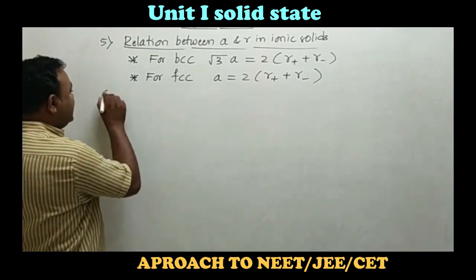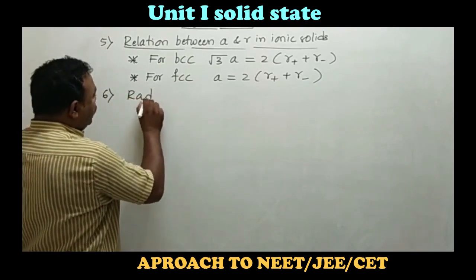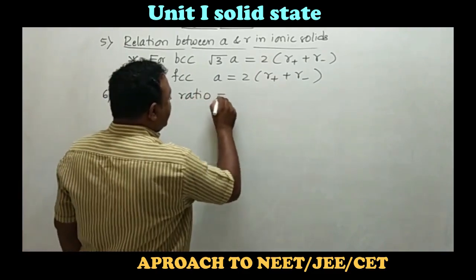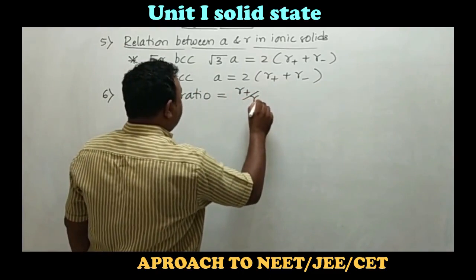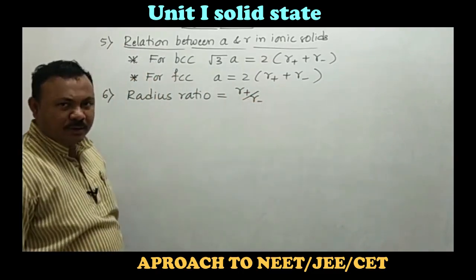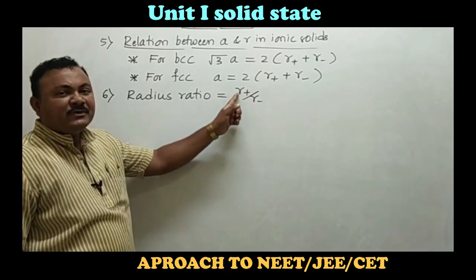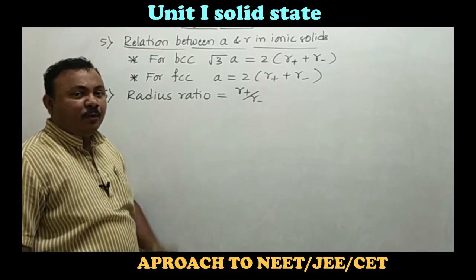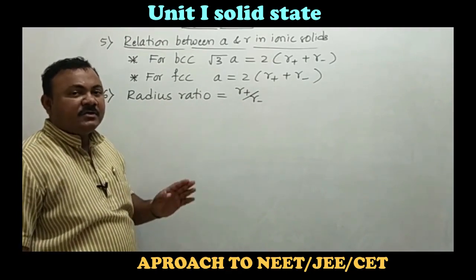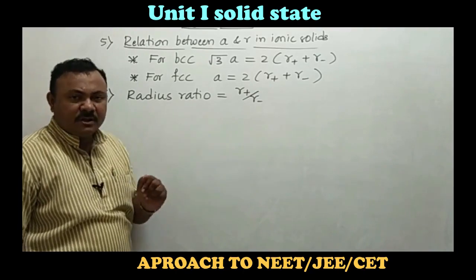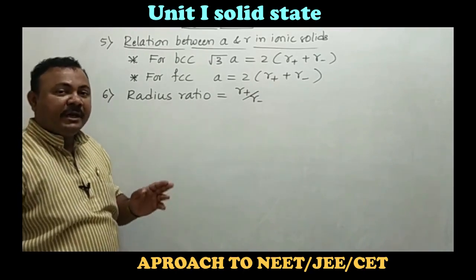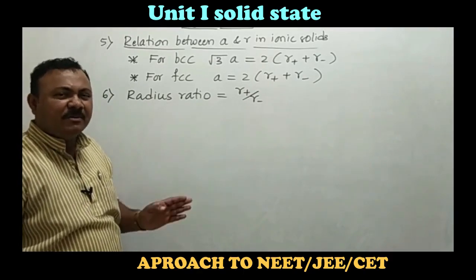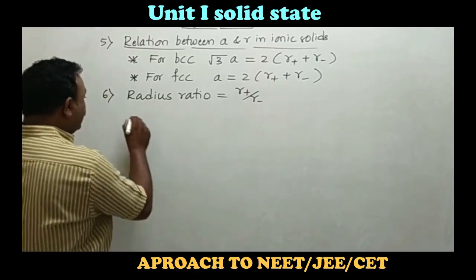Next one, sixth one, we are going to define one term called radius ratio. Radius ratio is nothing but radius of cation divided by radius of anion. Ratio of radius of cation to the radius of anion we call it as radius ratio. And we are taking now a table in which we have a range of the radius ratio. Based on the range of the radius ratio, geometry we are going to give, coordination number, and some examples we are taking.